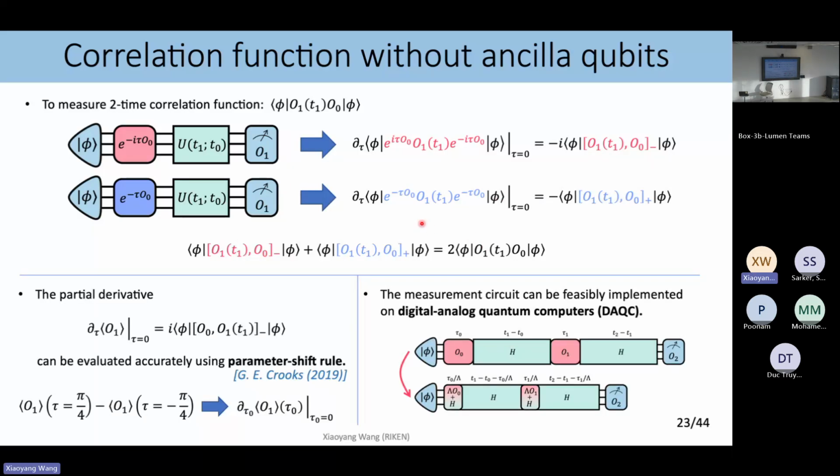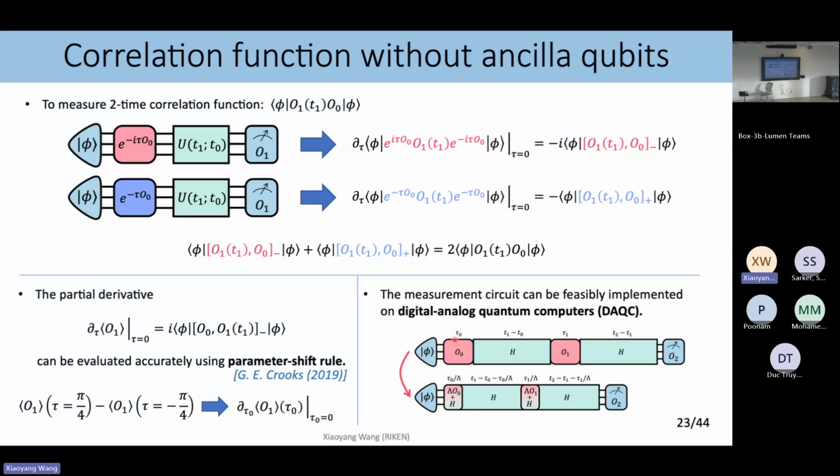And on quantum computer, if we want to calculate this partial derivative, we can simply use the finite difference method. However, the finite difference method would introduce a very large truncation error. In our work, we introduce a parameter shift rule to calculate this partial derivative more accurately. This parameter shift rule performs the real-time evolution by tau equals pi over 4 and tau equals minus pi over 4, and their difference gives rise to the accurate partial derivative.